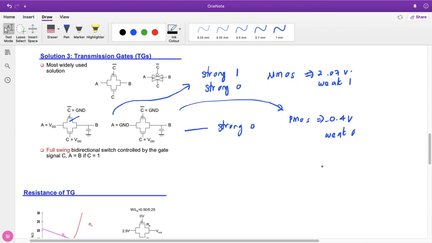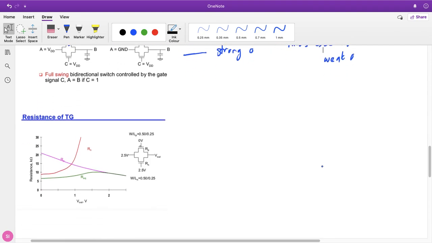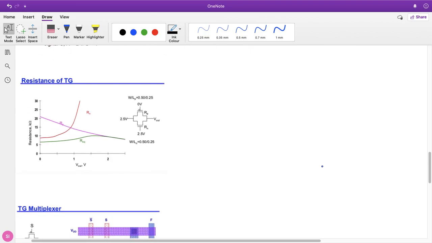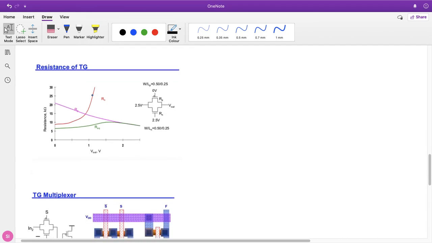So we finish the analysis on three networks: pass transistor logic, transmission gates with level restorer, single transistor, and also the transmission gate. Therefore, we can do the analysis on the transmission gate. Before we continue with the analysis on the transmission gate, let me explain the resistance of the transmission gate.